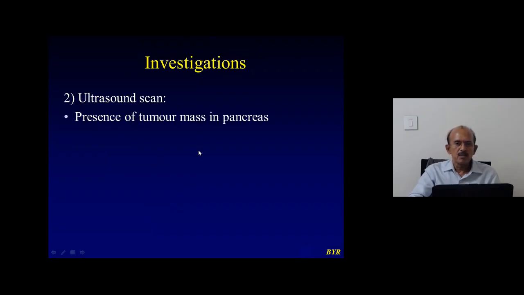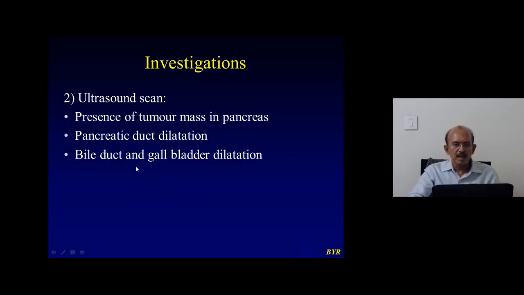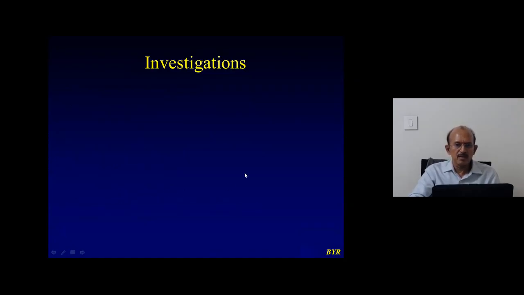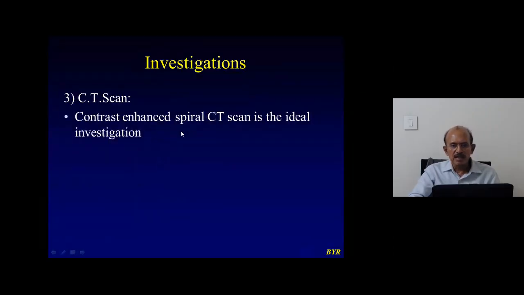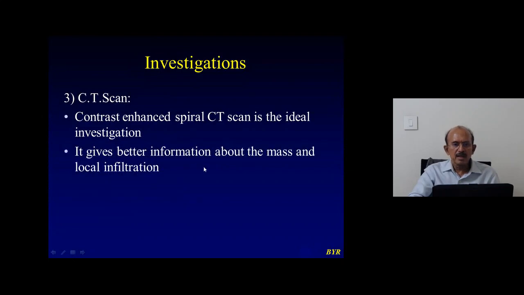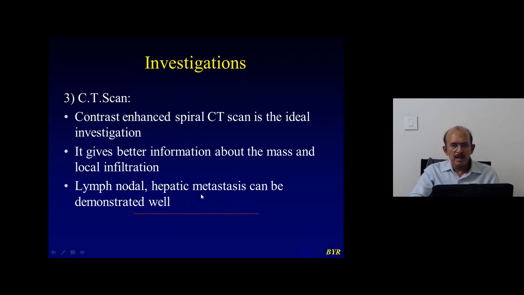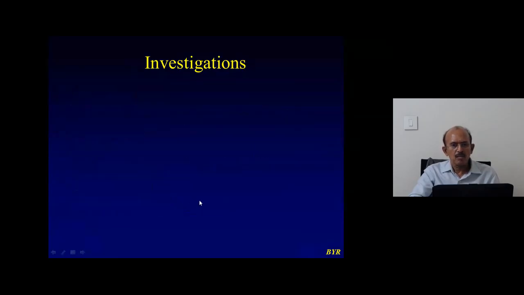Ultrasound scan may show you the presence of the tumor. It shows pancreatic duct dilatation and bile duct and gallbladder dilatation. If liver secondaries are there, you can make out liver secondaries. Similarly, if ascitic fluid is there, you can make out ascites. CT scan, contrast enhanced spiral CT scan is the ideal investigation. It gives better information about the mass and local infiltration. Lymph nodal and hepatic metastasis can be demonstrated well.